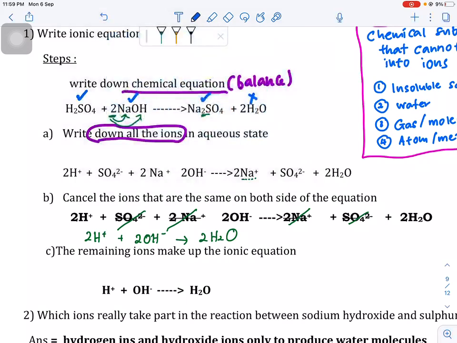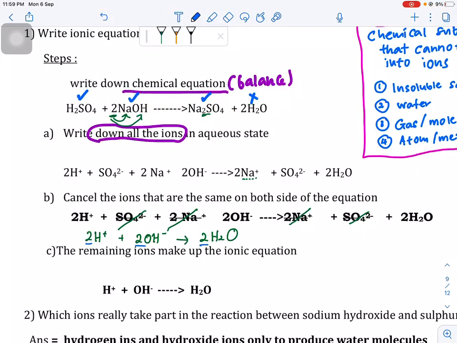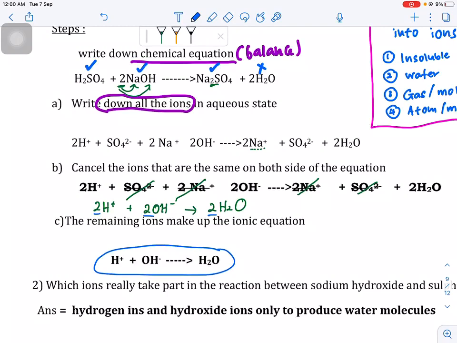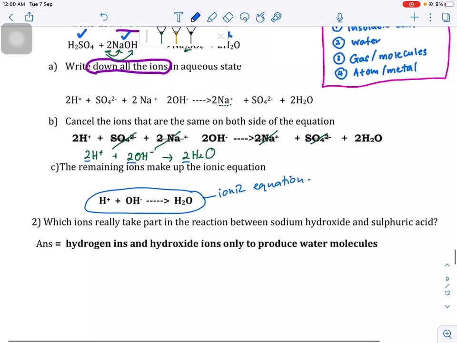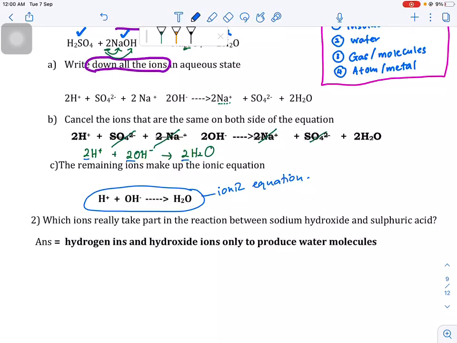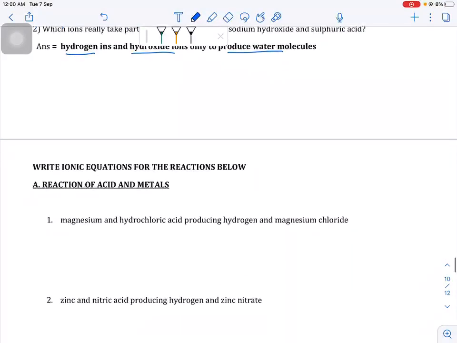So, disebabkan dia 2, 2 and 2, kita simplify. Dia jadi 1 hydrogen ion, 1 hydroxide ion produce H2O. So, this is our ionic equation. Okay, we can see the ions here. So, which ion really take part in the reaction? Siapa yang betul-betul bekerja sebenarnya? The answer is hydrogen ion and hydroxide ions only to produce water molecule.